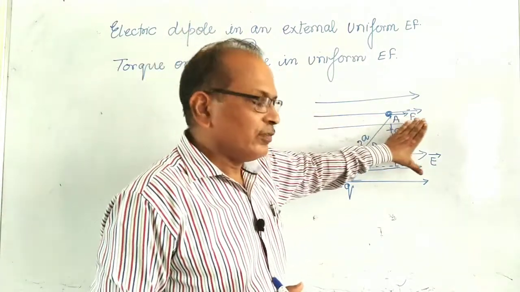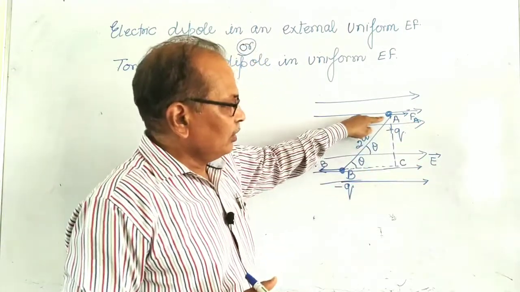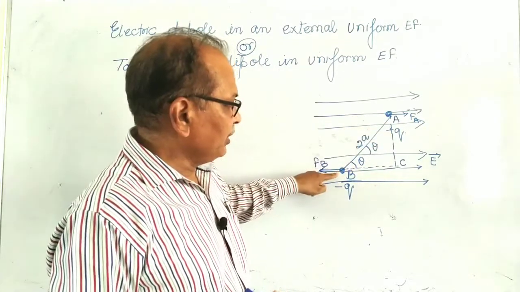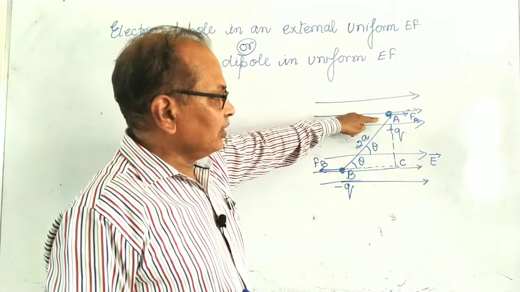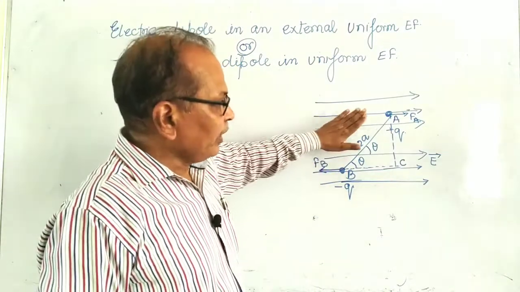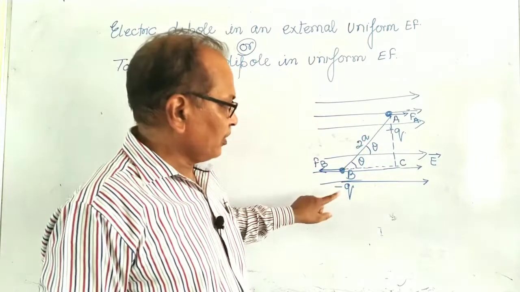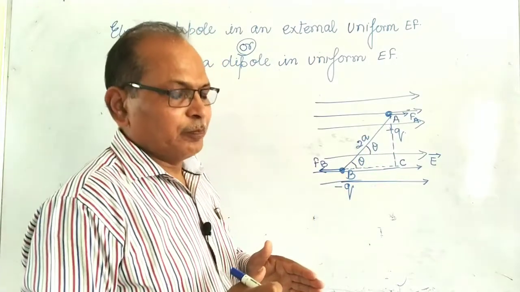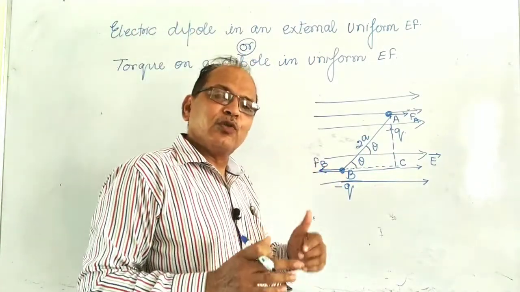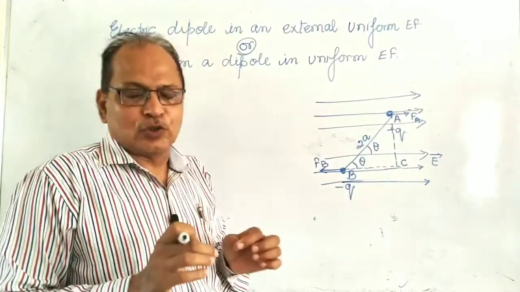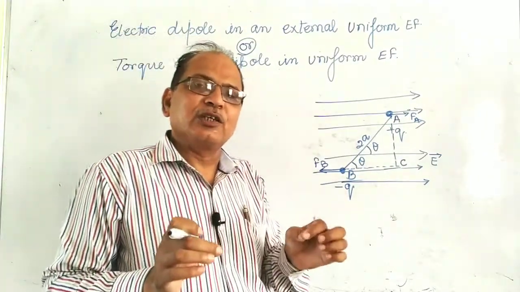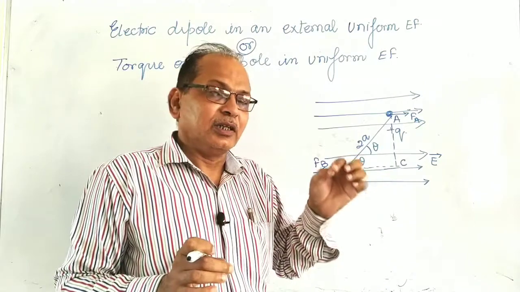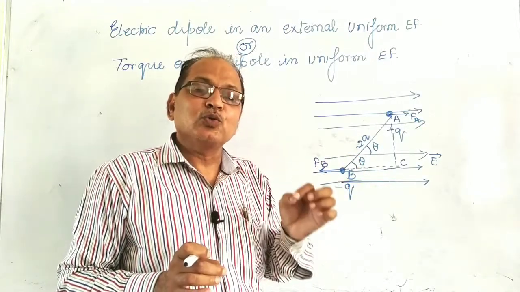This is the uniform electric field E, an electric dipole AB, plus Q at A and minus Q at B, having the dipole length 2a. When this dipole, with minus Q and plus Q charges, is placed in a uniform electric field, the charge experiences force. The force experienced by the charge will be QE. We have also studied this expression in the very beginning. Force F is equal to QE.